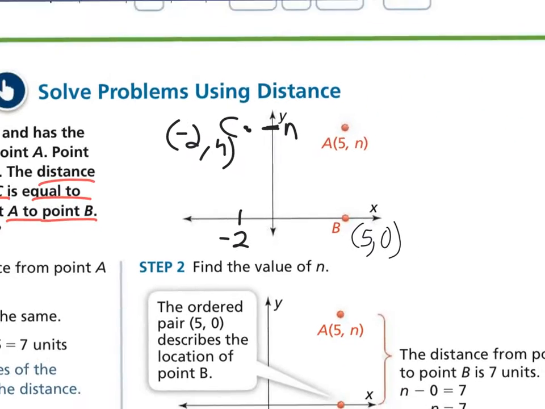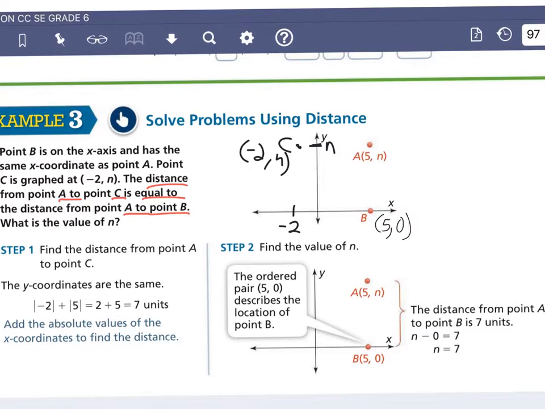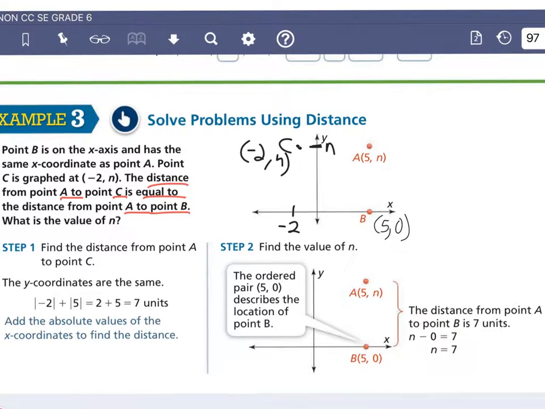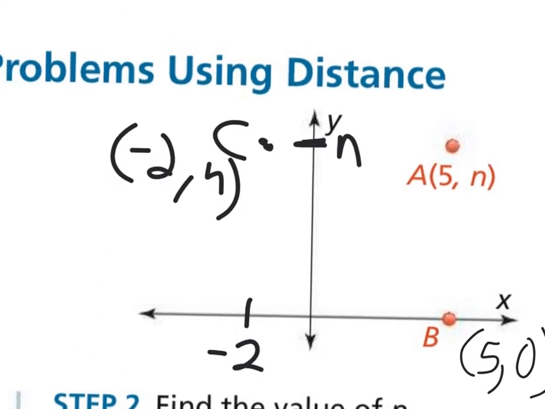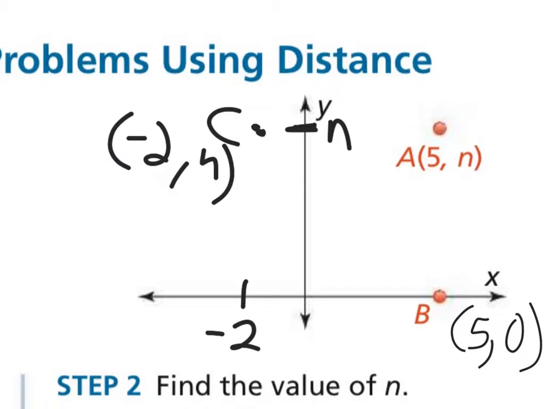So if you look from C to A, the x's are different, the y's are the same, so we can go ahead and find the distance between these 2 points. We can just break it down and say, well, from negative 2 to 0, that'd be a distance of 2. And then from 0 to 5, that'd be a distance of 5. So then 2 plus 5, that distance would be 7.